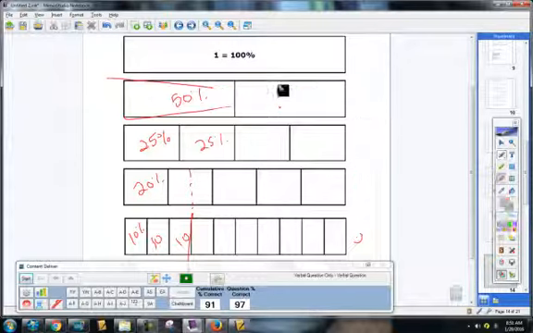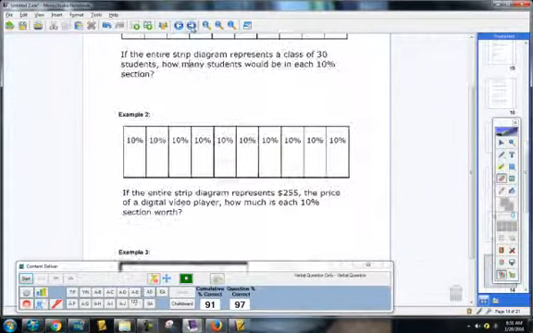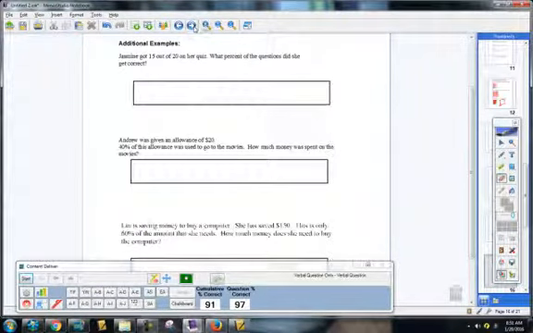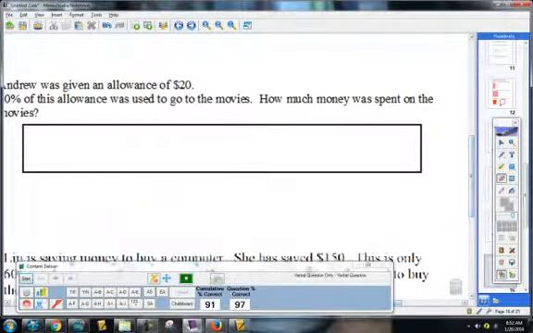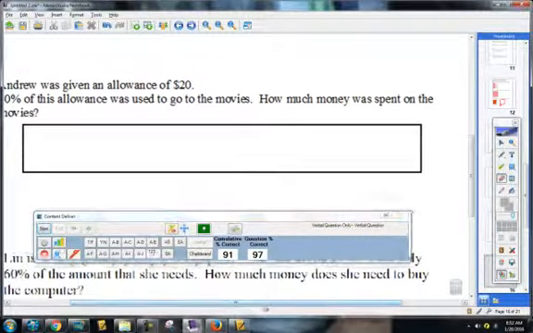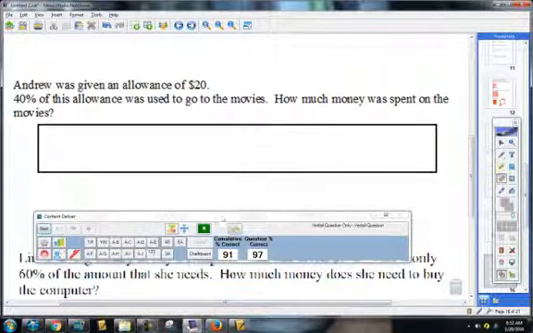Just want to make sure. Now we're going to practice some strip diagrams here. So let me find the page that I'm looking for. Let's start right here. I'll move it over. Okay, let's start on this one right here.